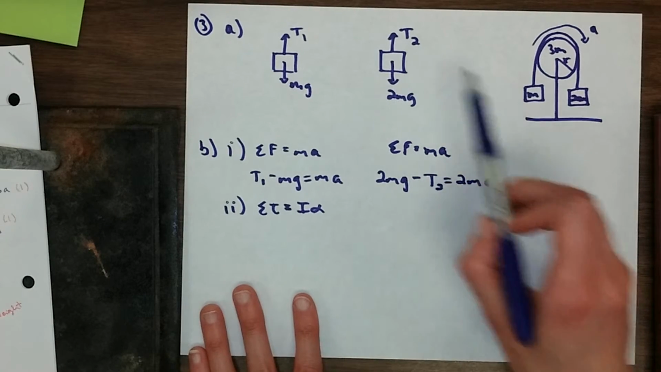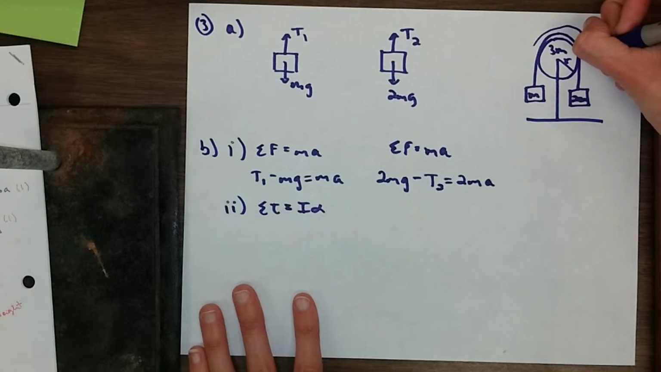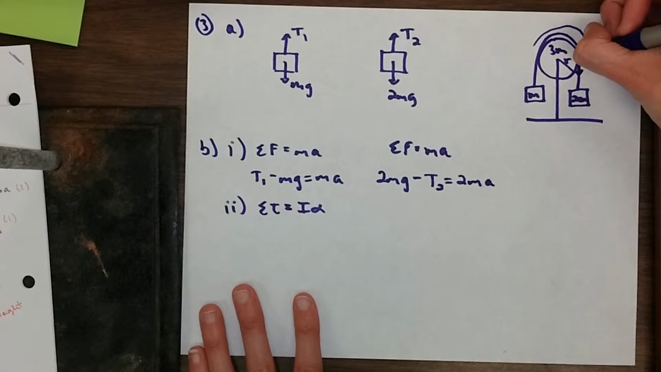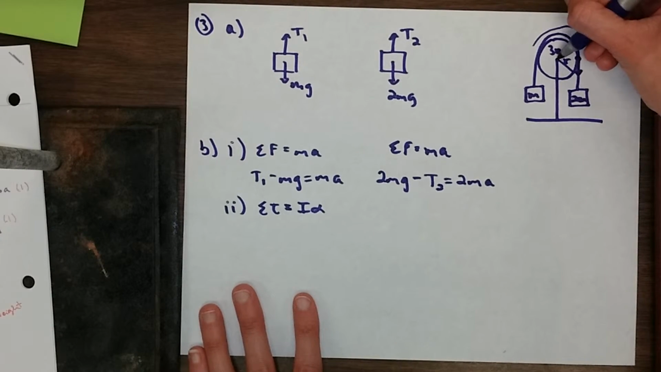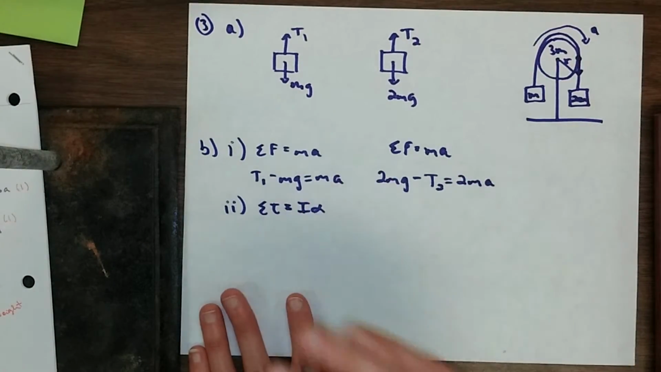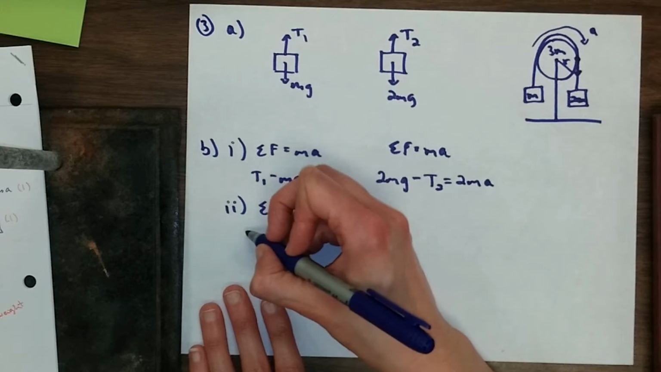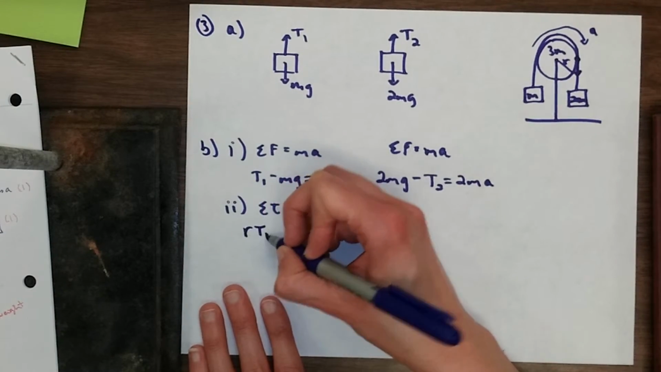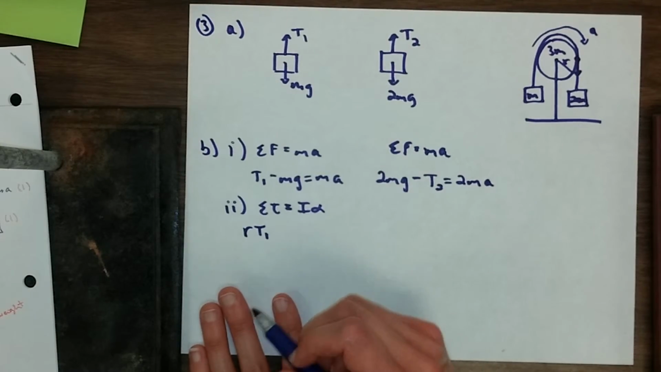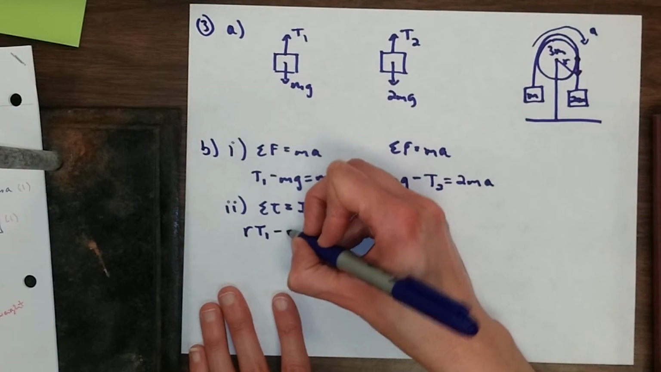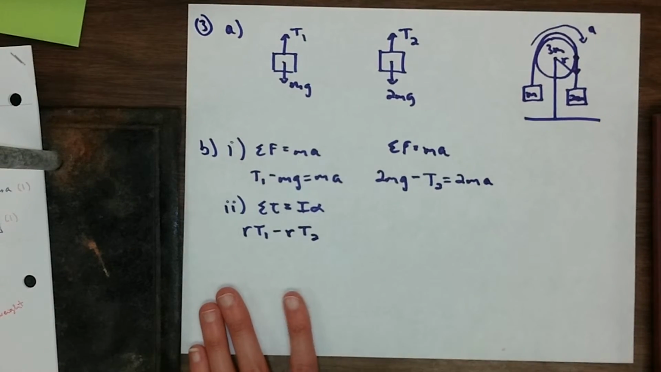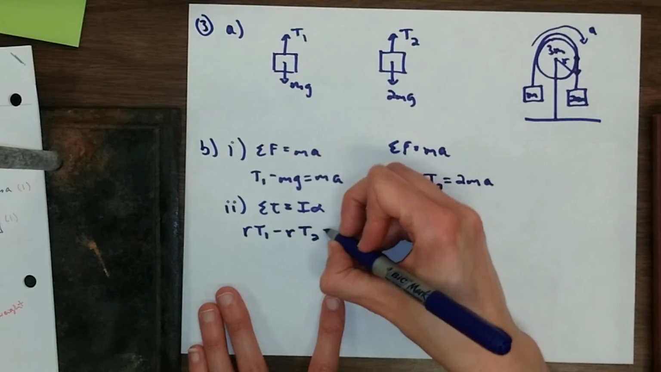The torque created by that tension force, the tension force is kind of happening right here, downward. So the distance from where the force is happening to the pivot point is just r, the radius of the pulley. And torque is r F sine theta. So we would have r times T1. We don't need the sine theta because the force is perpendicular to the r vector. And then we're going to subtract the torque from the other tension force, which would just be r times that force, T2. So that's our net torque.